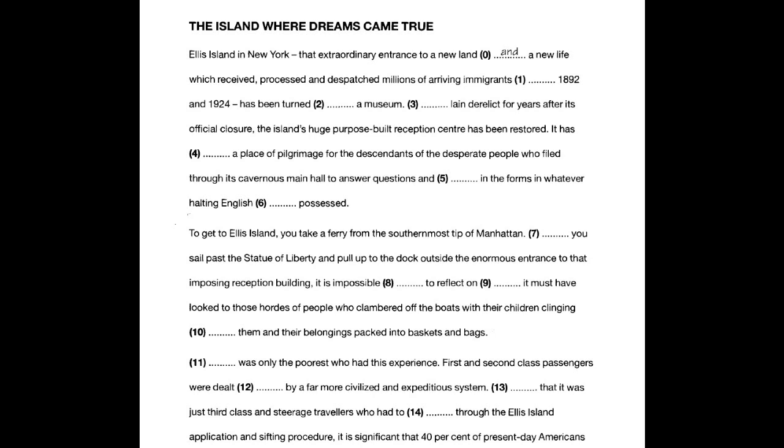Okay, it is impossible to reflect on it must have looked to those hordes of people. Now I'm going to save number 8 for a moment, because I think it's easier to do once we've already got number 9. So it is impossible to reflect on something it must have looked. So what are we missing here? Well, it looks to me like it must be some kind of question word, because we're questioning the way in which it looked to those hordes of people.